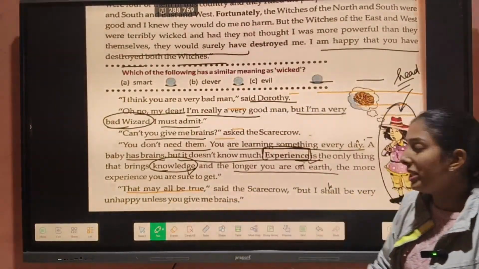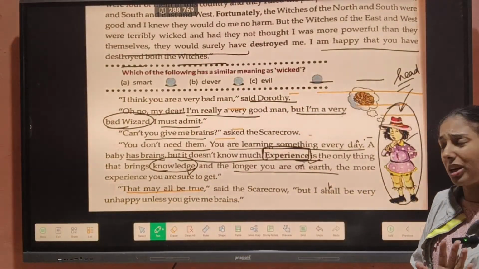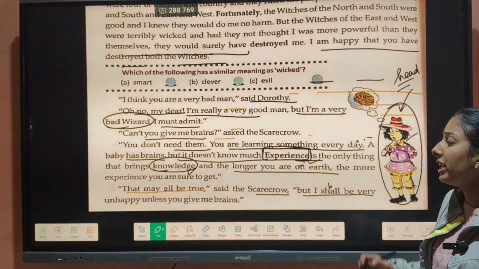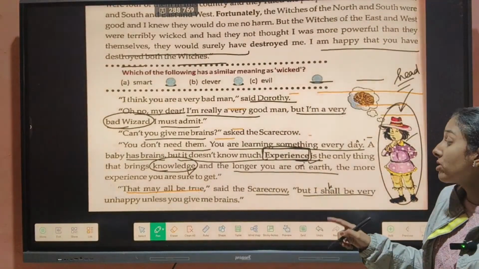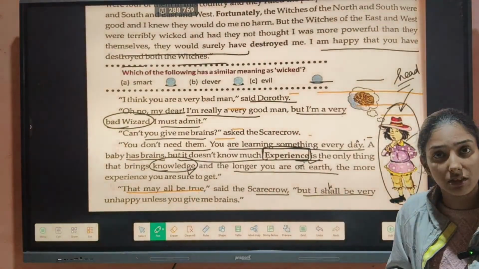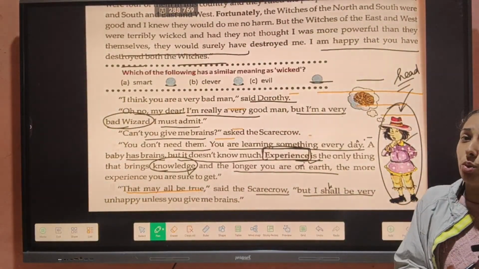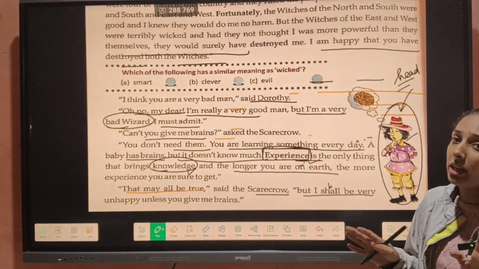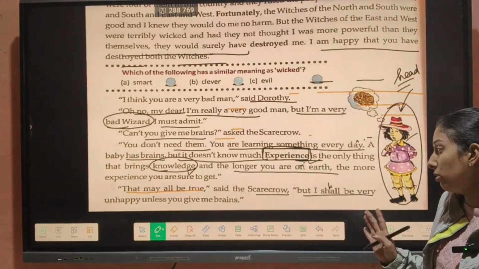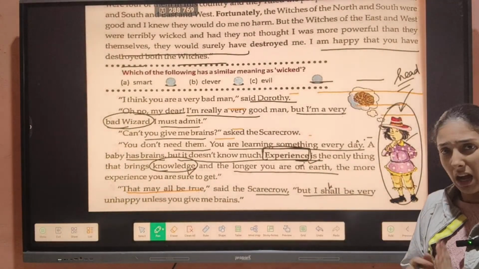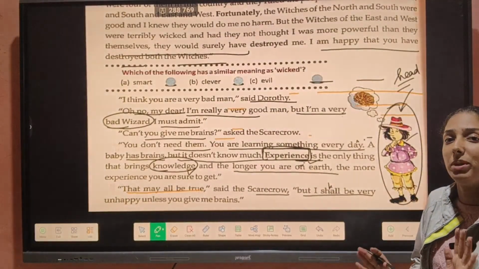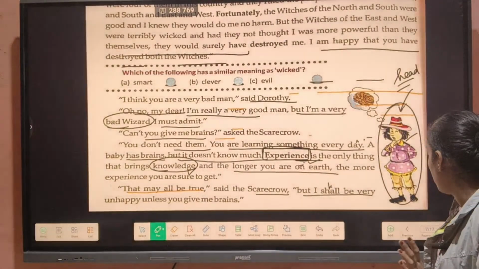"That may all be true. That's fine, whatever you are saying," said the Scarecrow, "but I shall be very unhappy unless you give me brains." Now the Scarecrow is saying that no, you promised me to give brains and I will be really unhappy unless and until you give me brains. I will not listen to anything. It is fine what you are saying, but I will be unhappy unless you give me the brains.